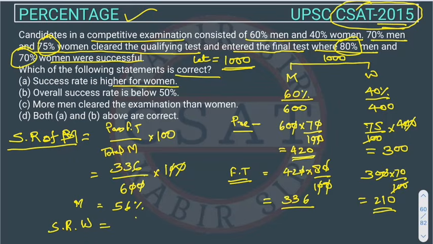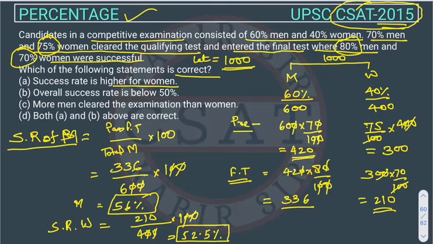Similarly, we will calculate the success rate of women. How many women pass? 210. What was the total number of women? 400 into 100, right? So this will come out 52.5%, right? So the success rate of men is more than the success rate of women. So this option is wrong.